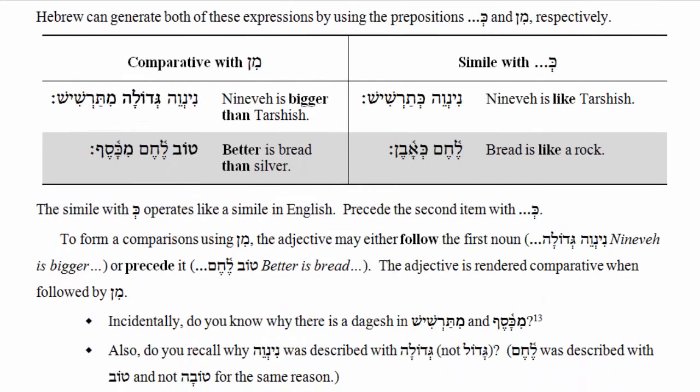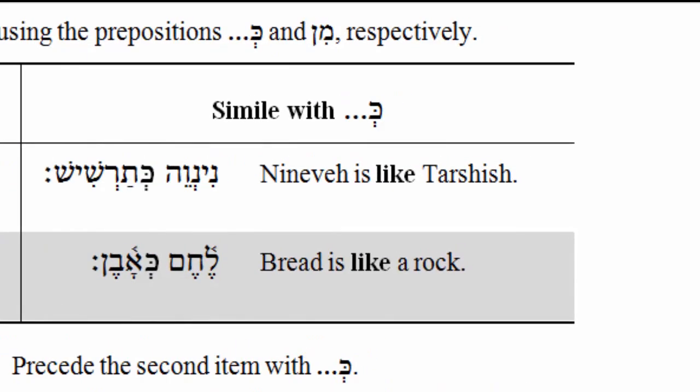Hebrew can generate both of these expressions using prepositions. The prepositions employed are ke for the simile and min for the comparative. Here are some examples. The simile with ke: Nineveh ke Tarshish. Lechem ke Aven.